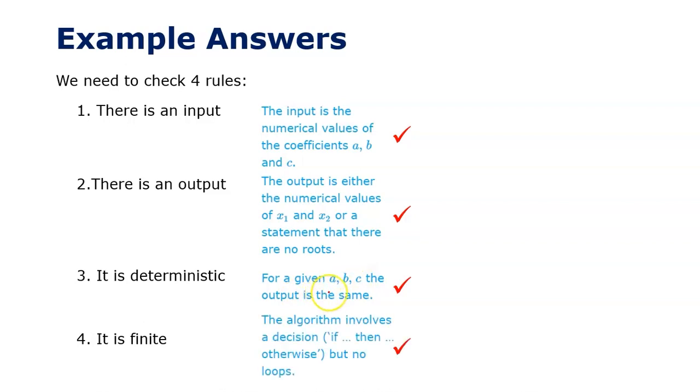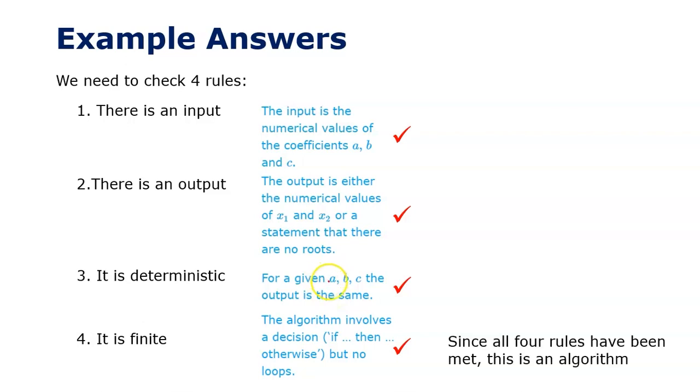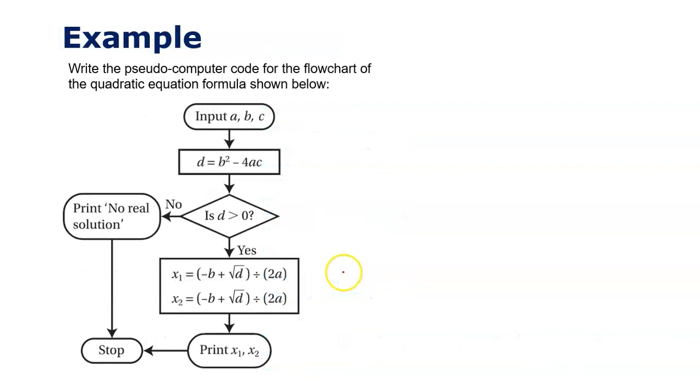Is it finite? Yeah, it stops. There are no loops, so this is definitely an algorithm. The 4 rules have all been met, so it is an algorithm. Here's an example of a flowchart. Now we'll see many more flowcharts, and we'll see more pseudo-computer code.